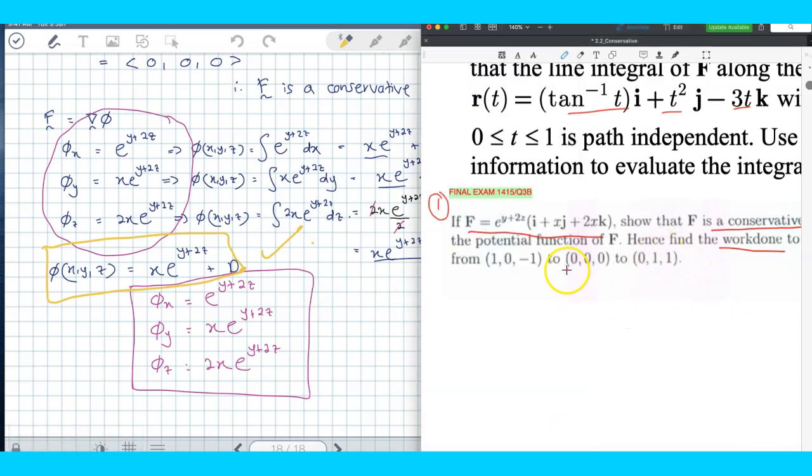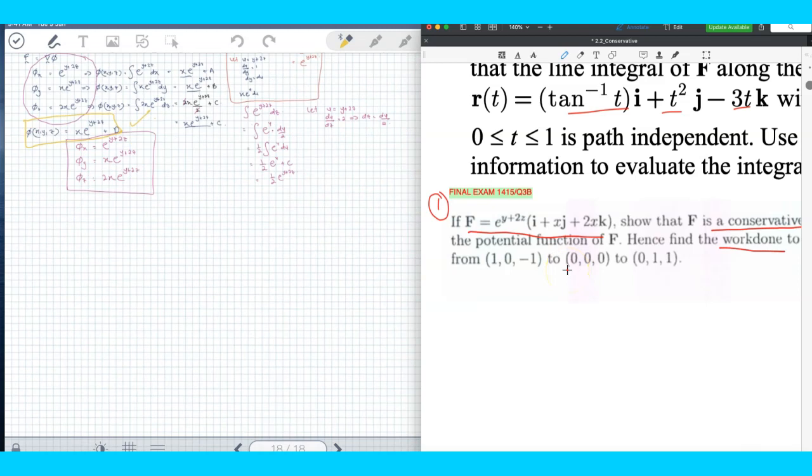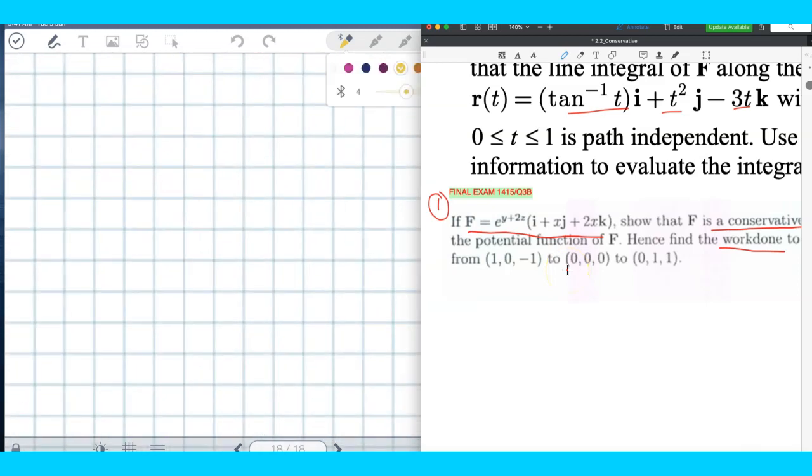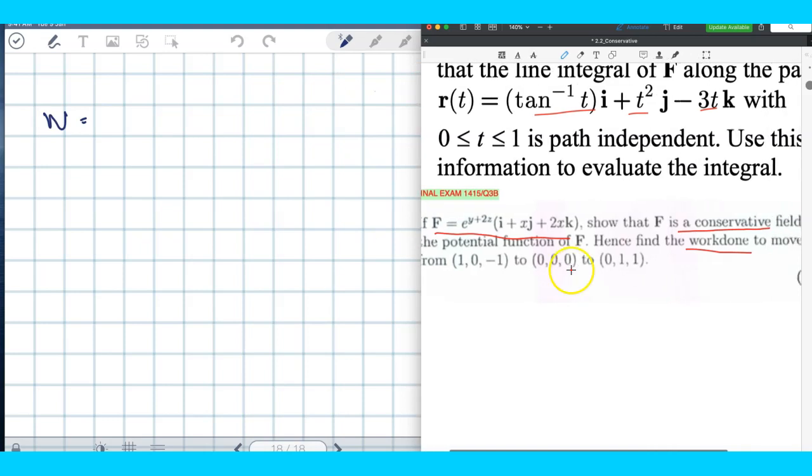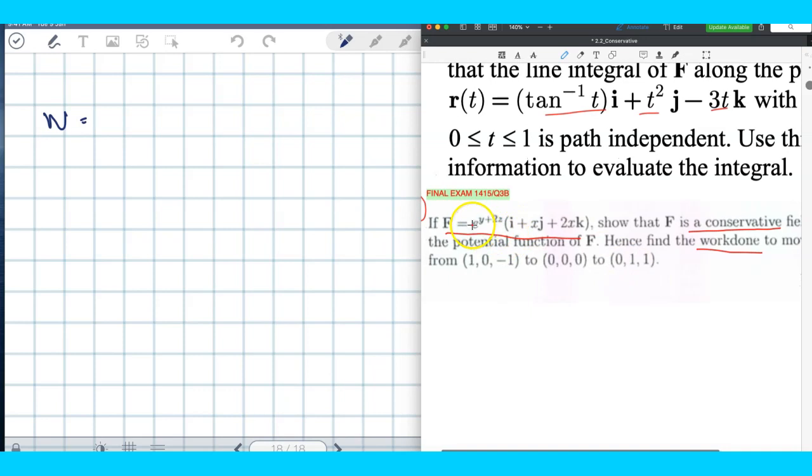Find the work done. So we want to obtain the work done. What is the formula of work done? If the vector function given here is a force field, then the integral of F dot dr is the total work done by the object along the curve C.